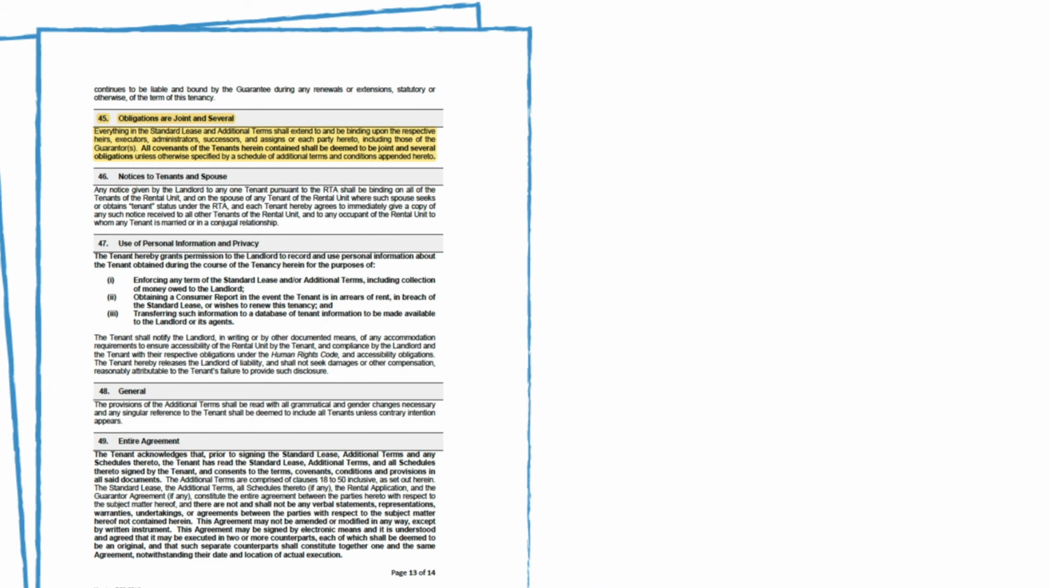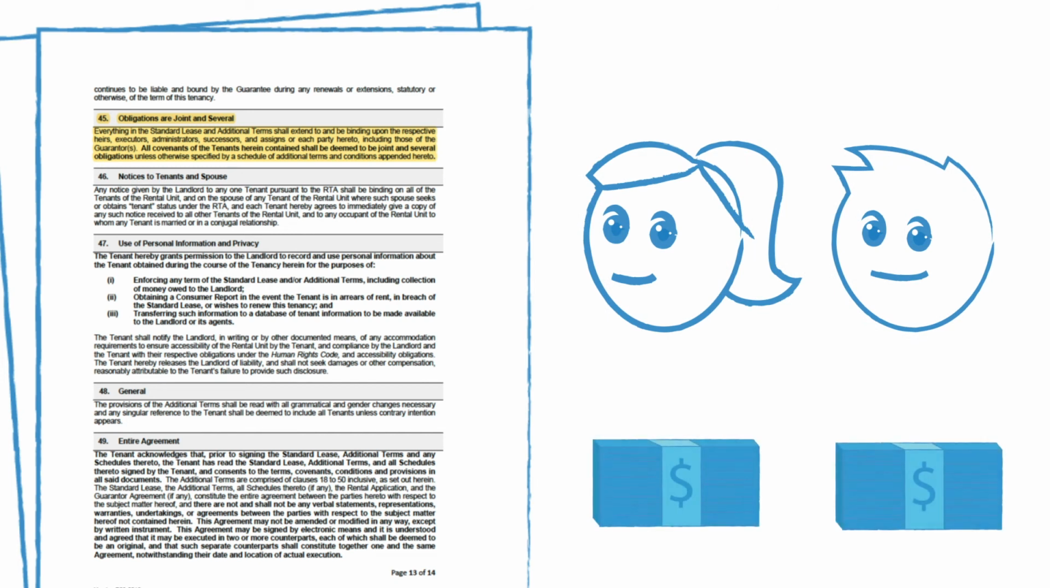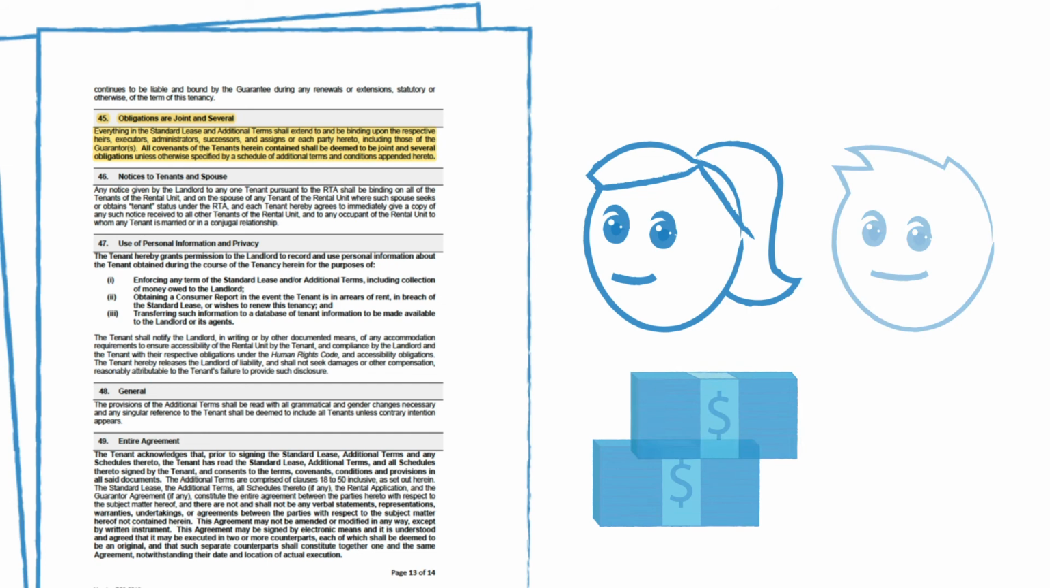Section 45. Obligations to the lease are joint and several, meaning that all tenants on the lease are responsible for the full monthly rent, even if you are splitting it. If one roommate defaults, you can all be held responsible for those unpaid rent arrears.